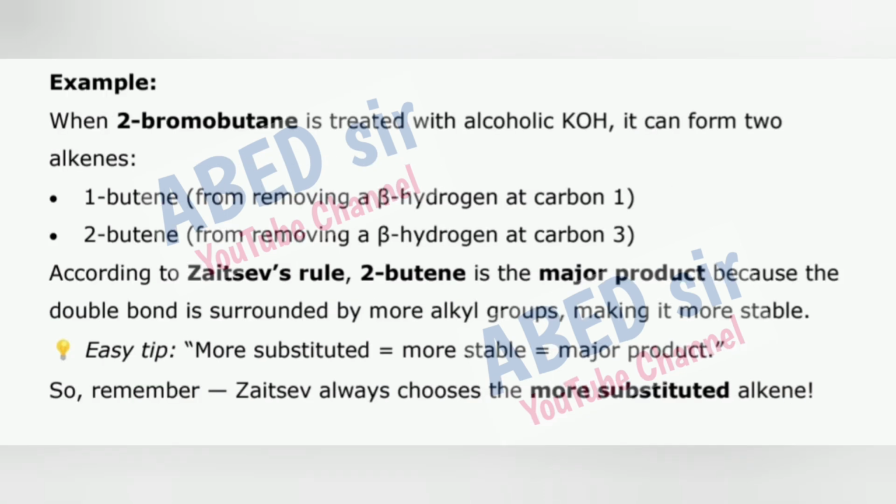Example: when 2-bromobutane is treated with alcoholic KOH, it can form two alkenes. 1-butene from removing a beta hydrogen at carbon 1. 2-butene from removing a beta hydrogen at carbon 3. According to Zaitsev's rule, 2-butene is the major product because the double bond is surrounded by more alkyl groups, making it more stable. Easy tip: more substituted is equal to more stable is equal to major product. So, remember, Zaitsev always chooses the more substituted alkene.